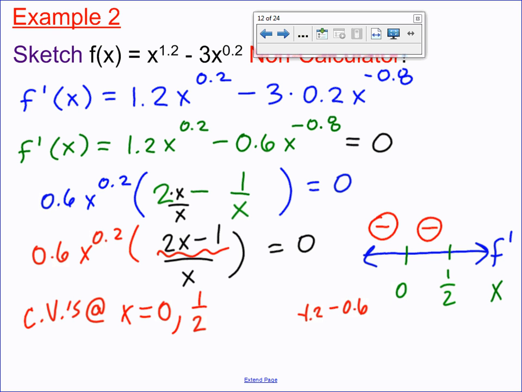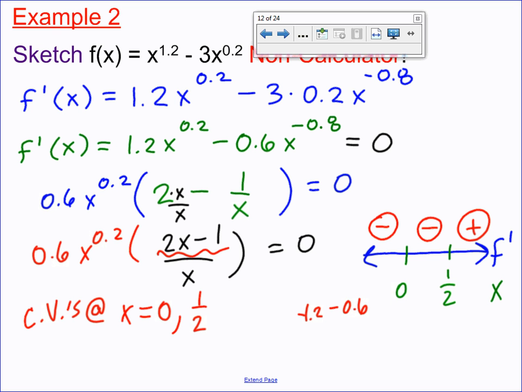Okay, good. Now let's pick something to the right. So we'll go ahead and pick 1, right? That way this will be positive and positive. 2 times 1 is 2, minus 1 is overall positive. So we get a positive. So it looks like we do have a sign change there. Wow. This is tricky, but we're staying strong.